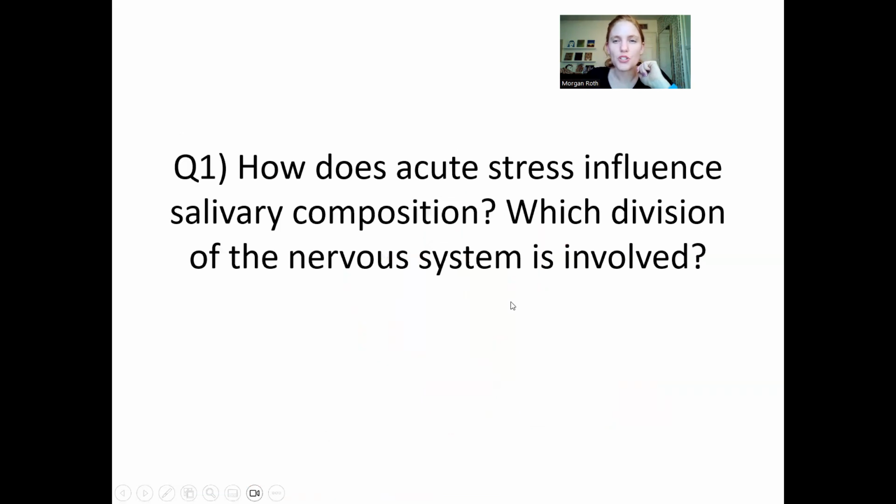Okay, so question number one, and I'm obviously not going to be collecting this, but just to think about it: How might stress influence the composition of your saliva? Think back to those two divisions. What type of saliva is secreted when you're doing your fight or flight response? First of all, which division would be involved? And how does it affect your saliva? I want you to stop and think about it before you move on.